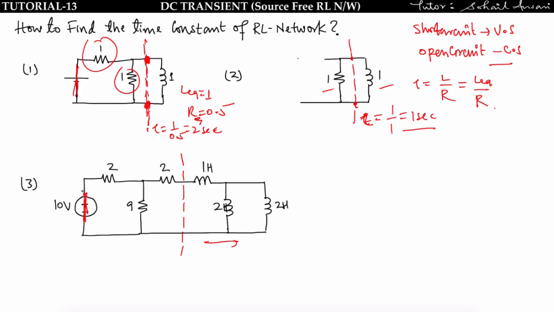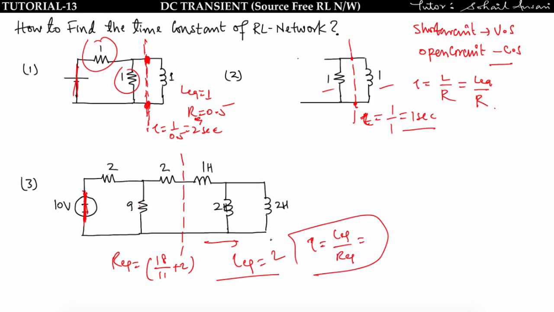See, in this we will first replace the voltage source by short circuiting. After that we will find the R equivalent. R equivalent is given by 2 parallel with 9 plus 2, that means 18 by 11 plus 2. Similarly L equivalent will be 2 parallel with 2, 1 plus 1, that is equal to 2. So time constant is given by L equivalent upon R equivalent, which we can easily find. So in all these three circuits we have seen that inductor and resistor are separable.